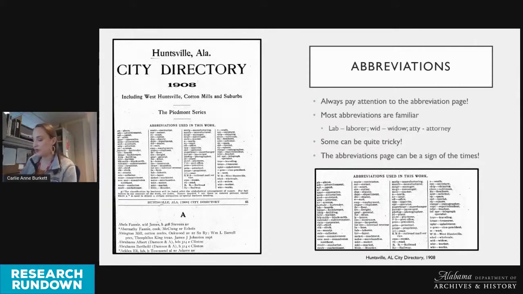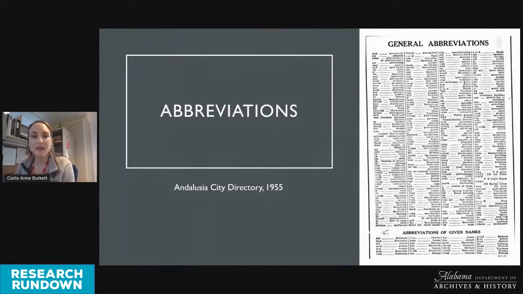And then I'm going to show you one on the next slide. This is an abbreviation page from the Andalusia City Directory from 1955. So you can see how many more words were added between the two. This is also a great example of how different directories can look so very different from each other. So they really can change a lot. And a lot has changed in those 40, 50 years.